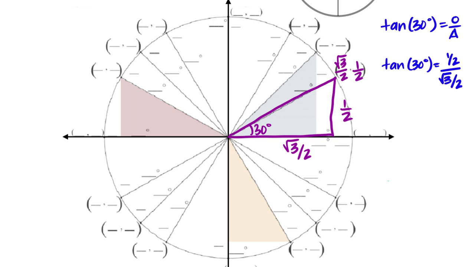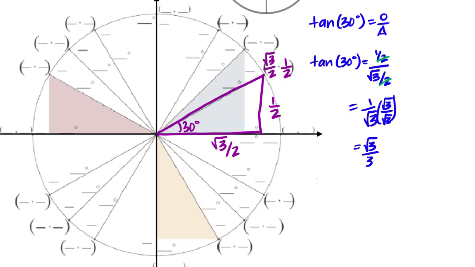√3/2. Good. Now, those halves can cancel. Just like if you had a 2 and a 2, they would cancel. If you have a 1/2 and a 1/2, they cancel. So I can cancel this and this. What does that leave me with? 1 over √3, and then I would have to multiply top and bottom by √3, right? Yes, so add that to your tangent column for 30 degrees.